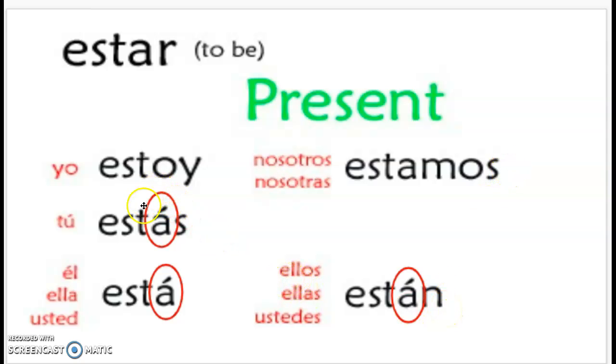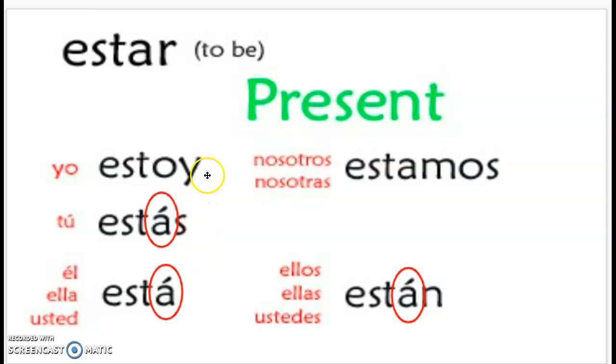The difference here, of course, is that 3 of these have accents. And the reason for that is because in Español, there are other words that look like these two in particular. Esta means this. Estas means these. Like if I said esta pluma, this pen. Estas plumas, these pens. Without the accent, it means this and these. But with the accent, it means you are, he or she is. So those accents are there to help us not get mixed up with other words in Español. So we don't want to forget those accents when we're writing the verb estar.